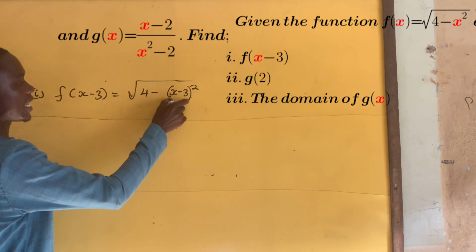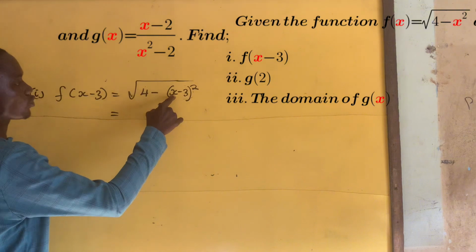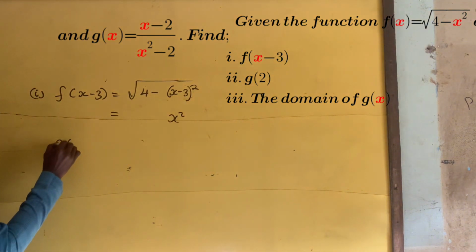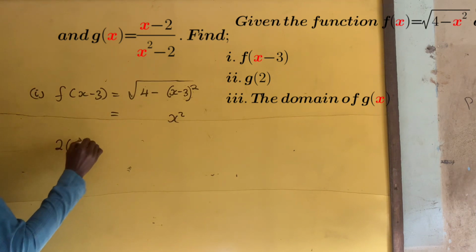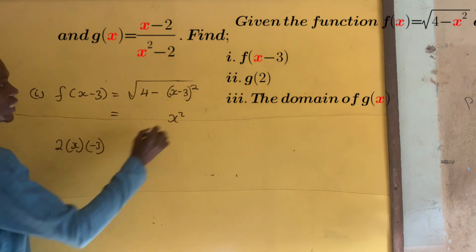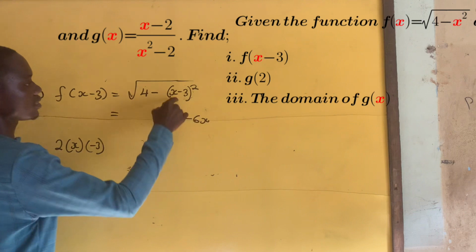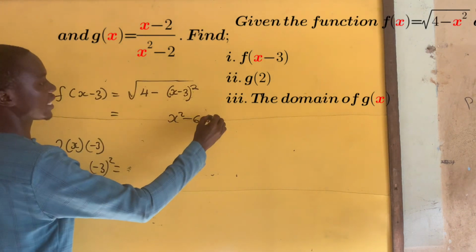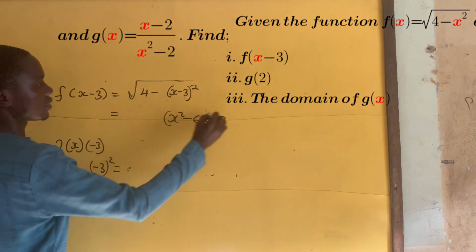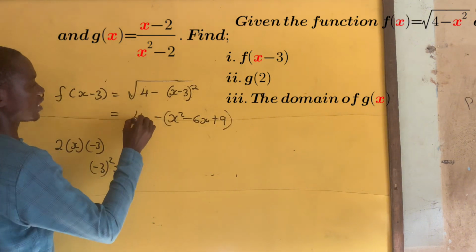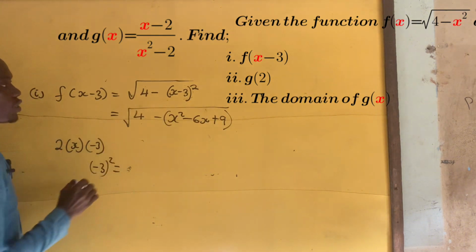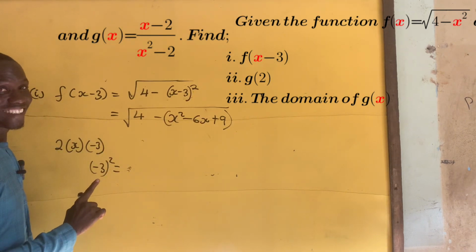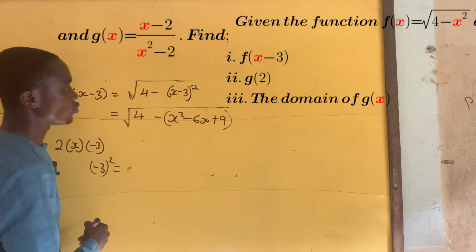So we expand this as x squared. Then we take the power 2 times x times negative 3. That will give us negative 6x. Then we take minus 3 squared. That will give us positive 9. Then we bring our 4 all under the square root. Please, if it is power 3, don't do it like this. Use the Pascal triangle to do that.